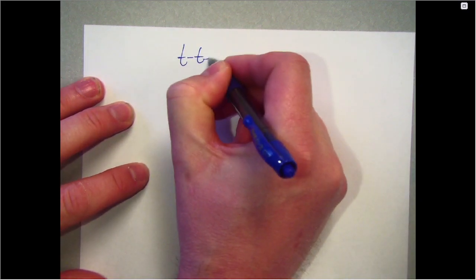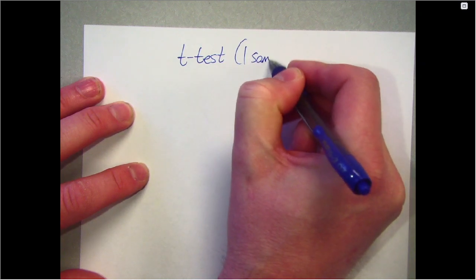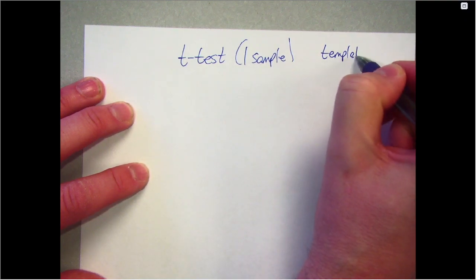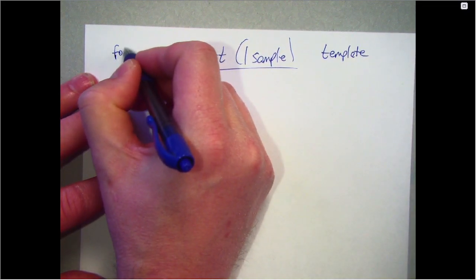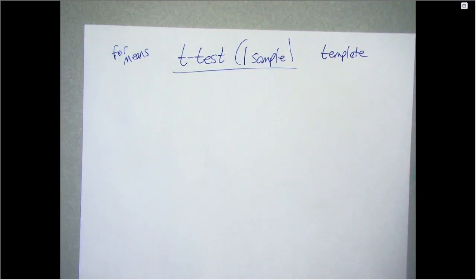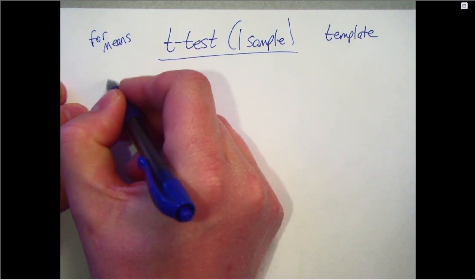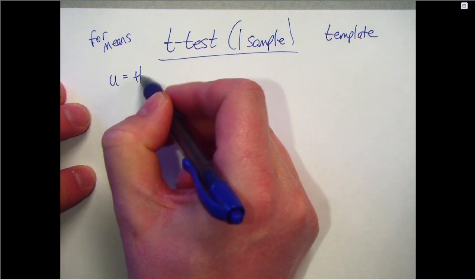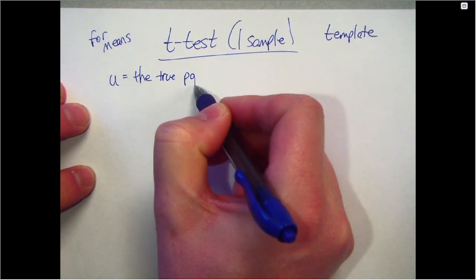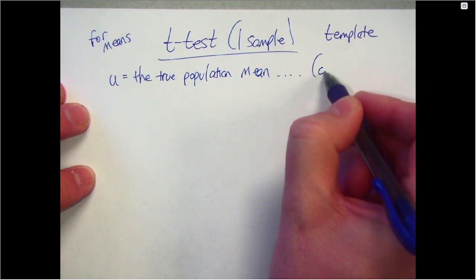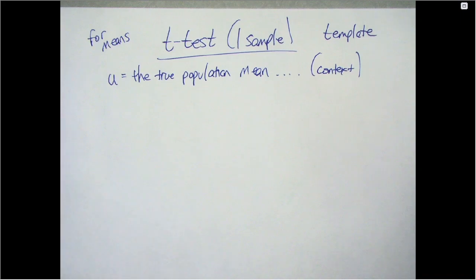So t-test, 1 sample, template. So this is for means. So you start off by identifying what we're working with. So mu equals the true population mean, whatever. Put your context in.